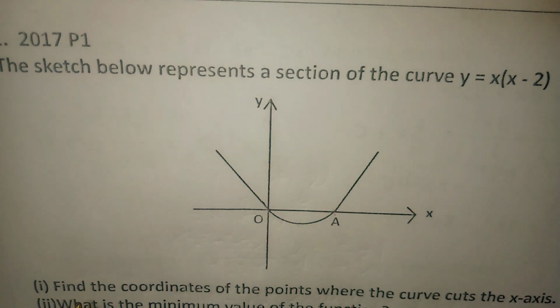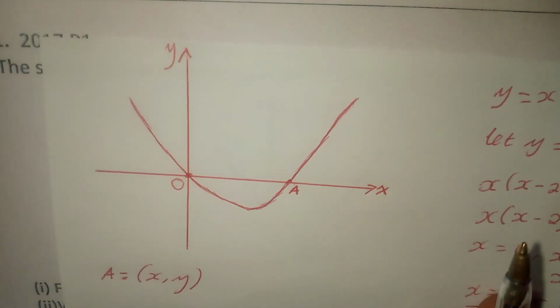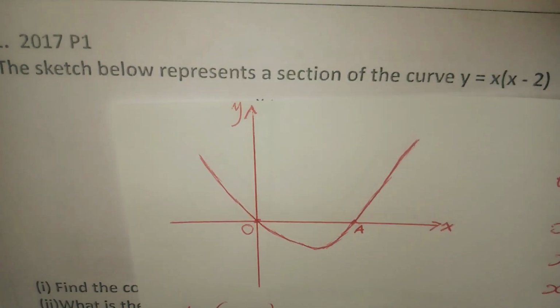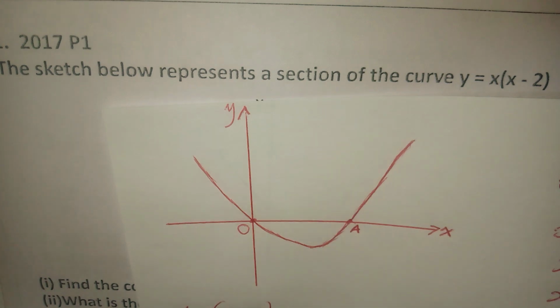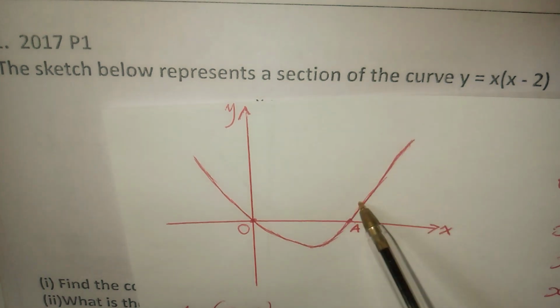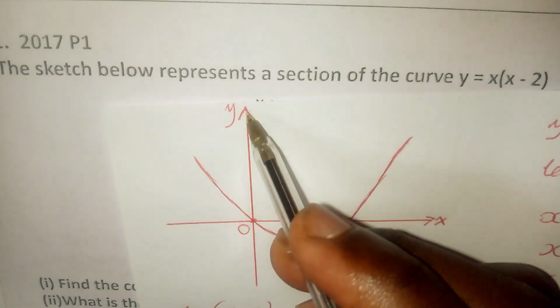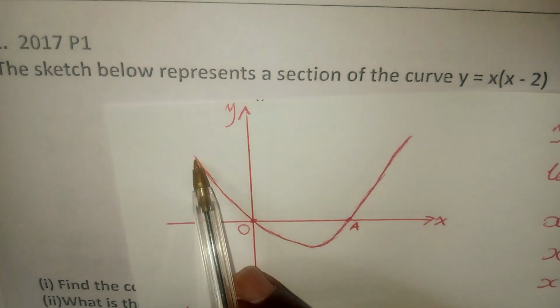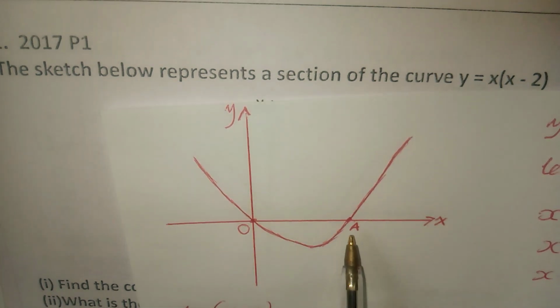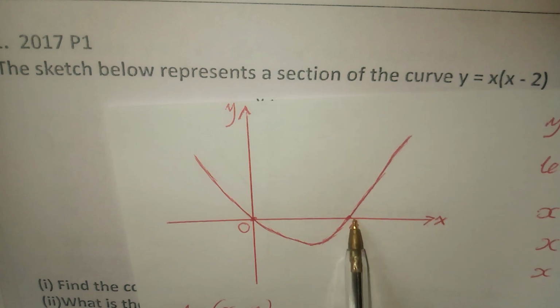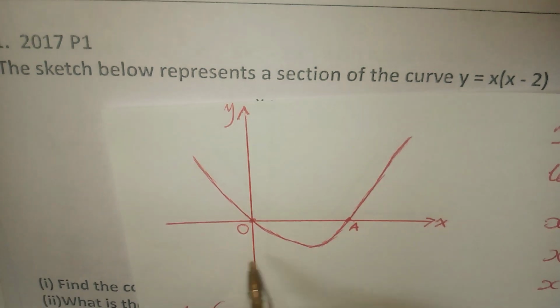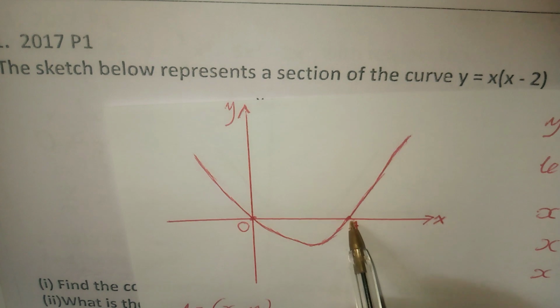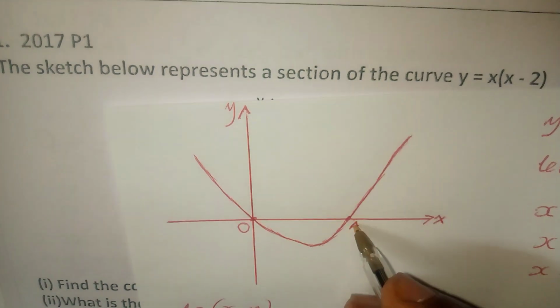The question is saying, find the coordinates of the points where the curve cuts the x-axis. So I've drawn it somewhere here so that we are able to see properly. Okay, so this is our curve. The curve they're talking about is this line here. We've got this line, which is the y-axis, and then this is the x-axis. So this curve is cutting the x-axis at 2 points. It's cutting the x-axis at point O as well as point A.